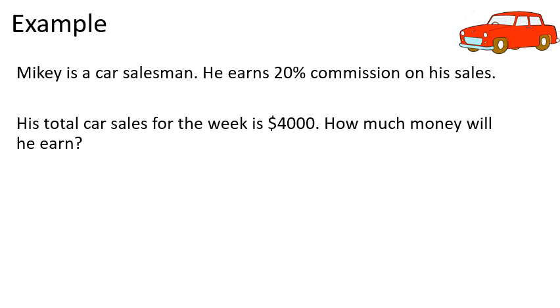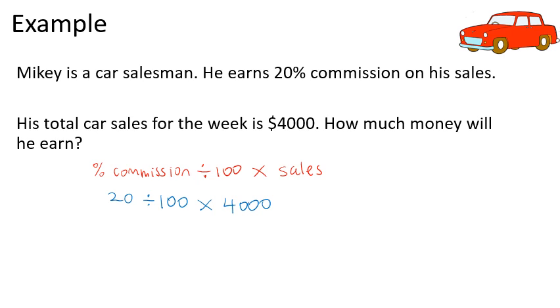So we use the formula percentage commission divide by 100 times the sales. Okay, so the percentage commission is 20%, so 20 divide by 100 times the sales, so his was $4,000. Pop that in the calculator and it equals 800. So he made $800 that week.